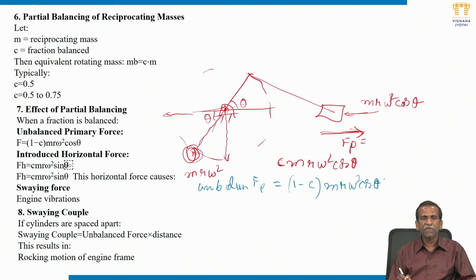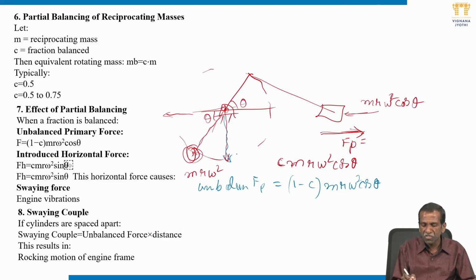What is the effect of this unbalanced primary force? This force causes a horizontal force as well. We are going to balance this much, but while balancing C mr omega square cos theta, there will be a component, C mr omega square sin theta, which is again an unbalanced force causing a swaying force. This is called the swaying force, which leads to engine vibrations.